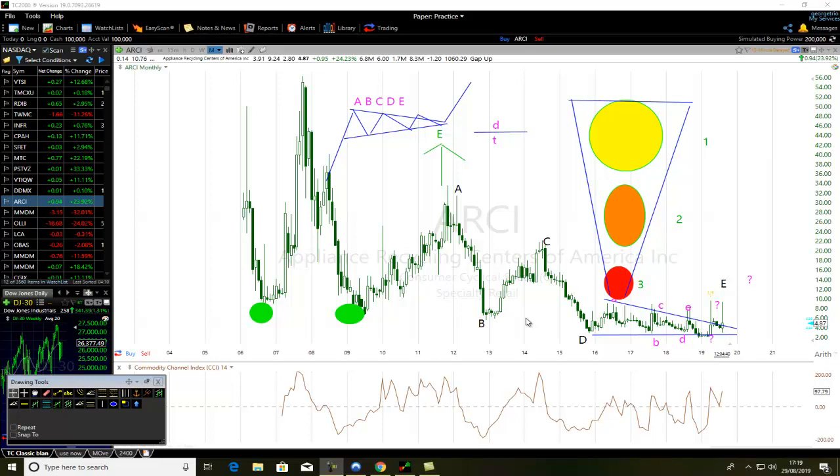The third factor of ABCDE is the prolongation of the correction. Let me explain myself a little bit more. All right, so we have on this chart here.